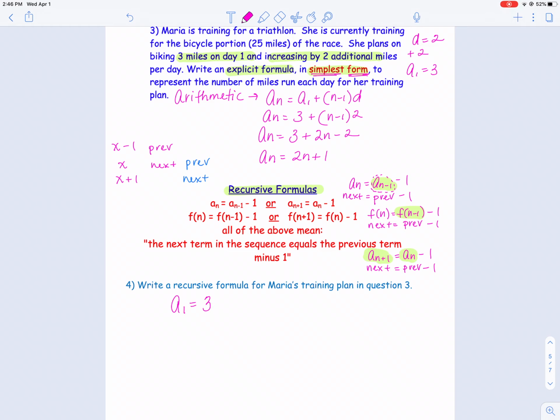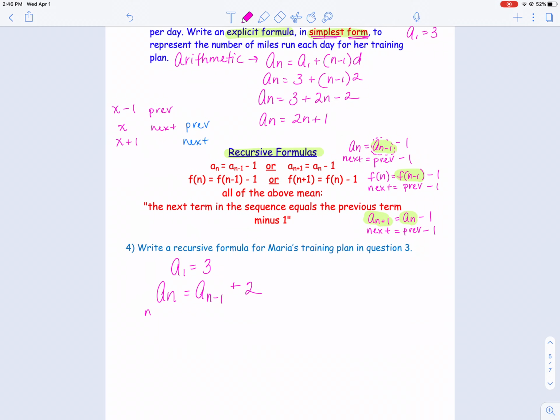And then if I want to write a recursive, I would say, a sub n equals the previous term, a sub n minus 1. What would I do to the previous term to get the next term? I would just add 2. That would be a perfectly acceptable answer. To get to my next term, I'm just going to take the previous term and add 2. Now, how else could somebody write that and be perfectly correct? Somebody could write, f of 1 is 3.